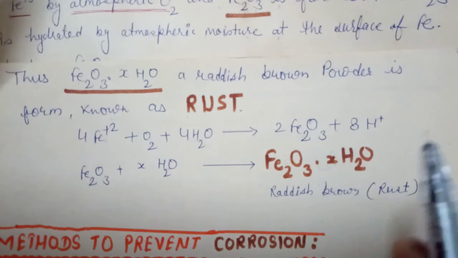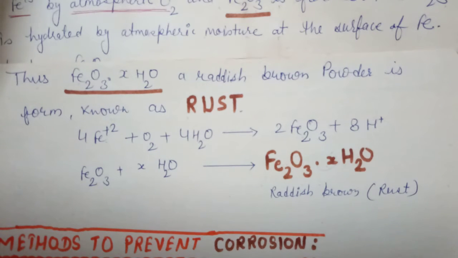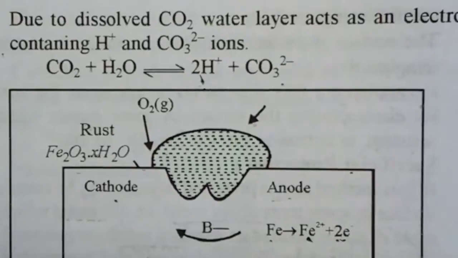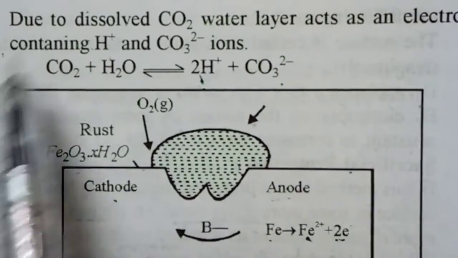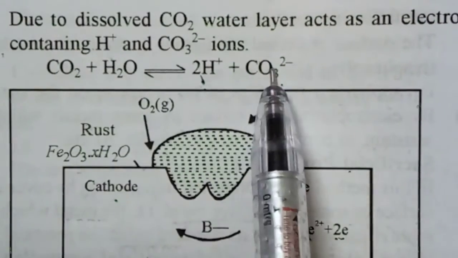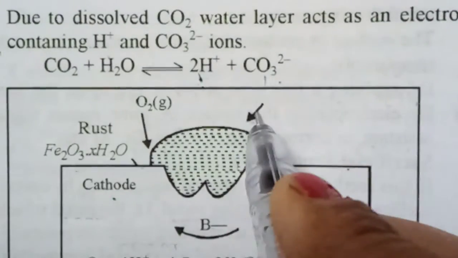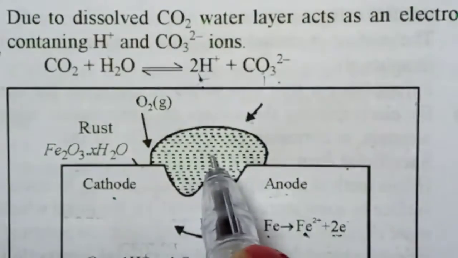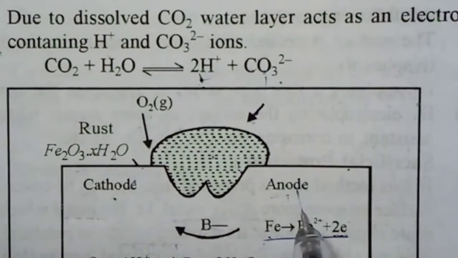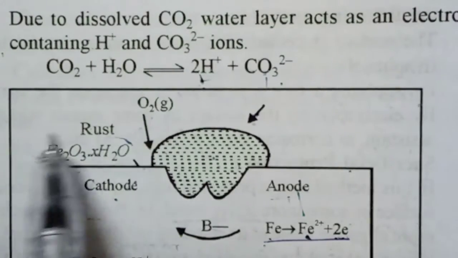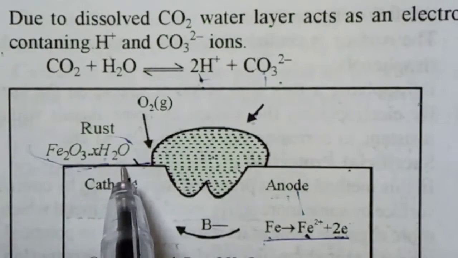Okay, this is the complete process of corrosion of iron. So see the summary of the corrosion of iron. Due to dissolved CO2, water layers act as an electrolyte. H+ and CO3 2- ions are obtained. It is the iron surface. It is the water droplet, and these ions are present in this electrolyte. O2 acts as cathode, and Fe object acts as anode, and rust is formed on the surface of iron. Rust means Fe2O3.xH2O.